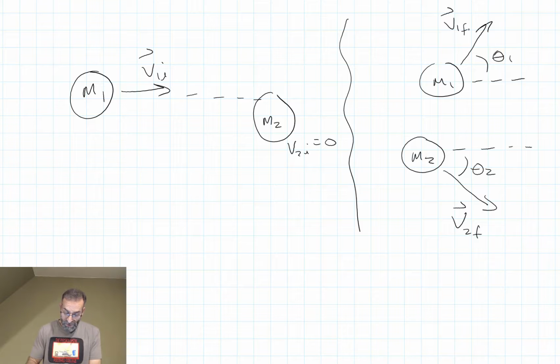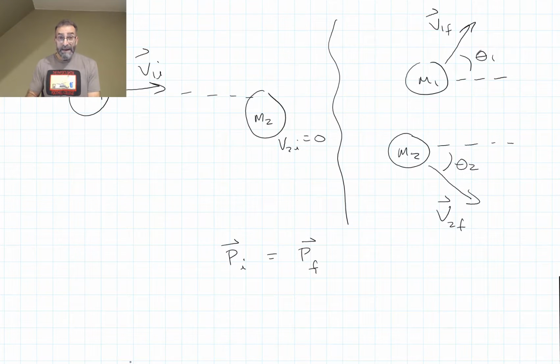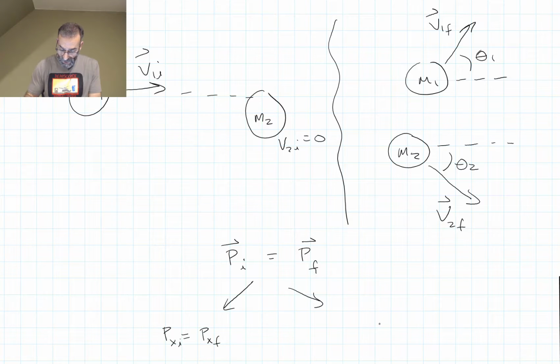And what do we know? We know that the momentum initial has to equal the momentum final, because there are no external forces acting on our system. So one way to deal with this is to use components. If the momentum is the same before and afterwards, then the momentum in the x direction has to be the same, and the momentum in the y direction has to be the same before and after the collision.